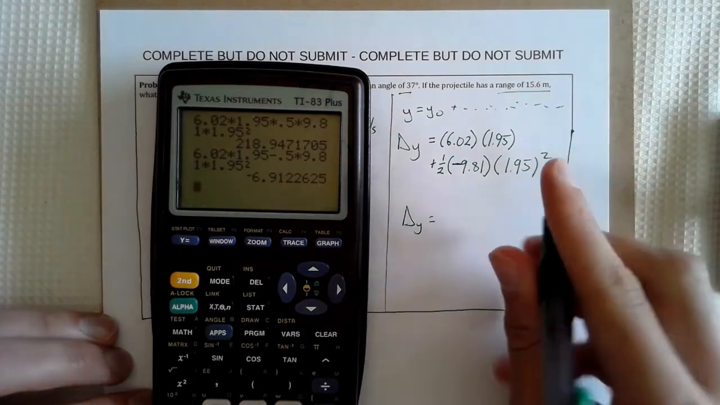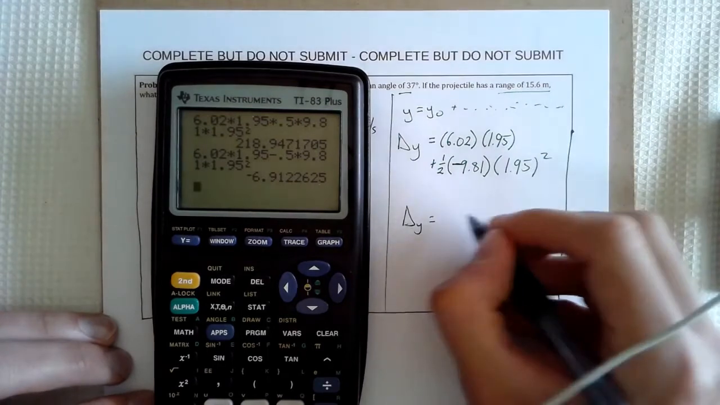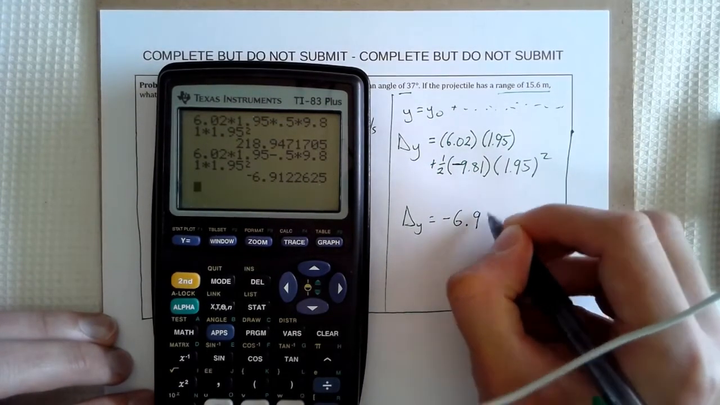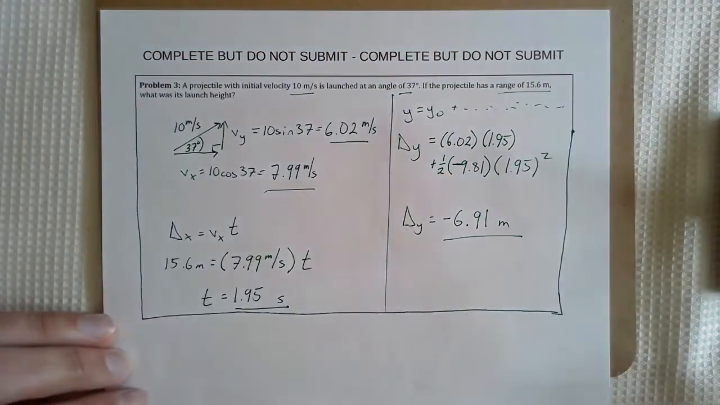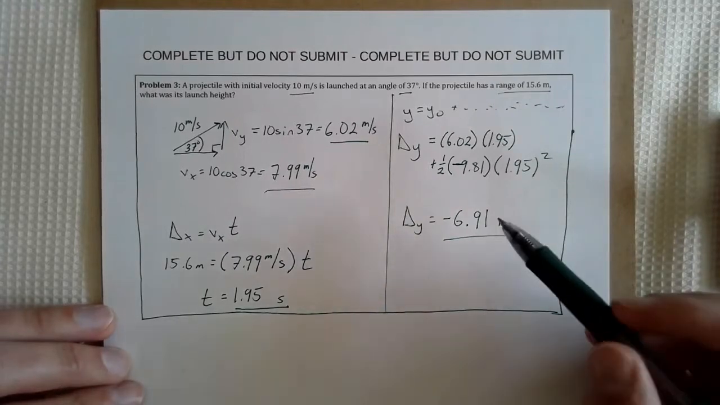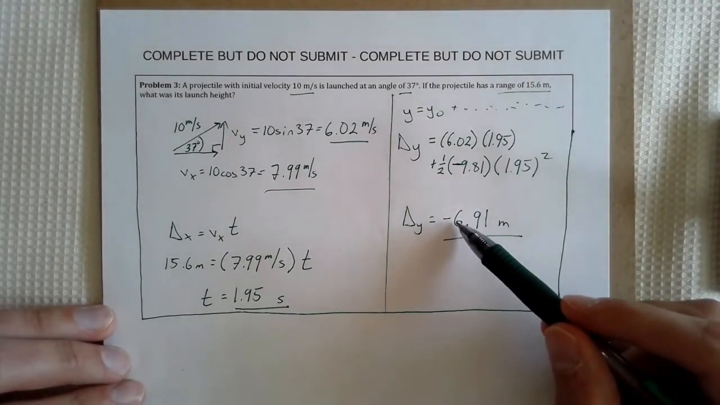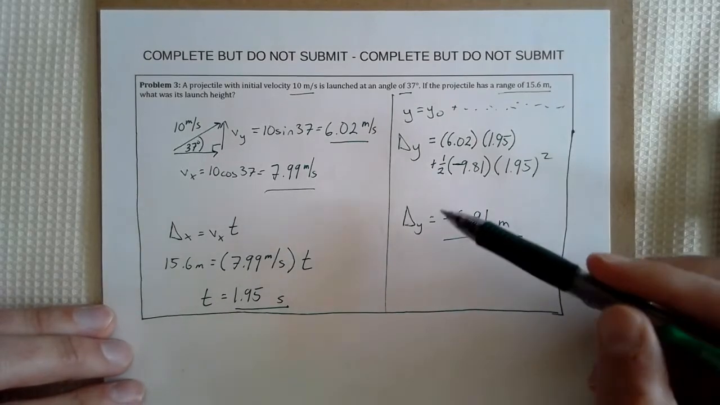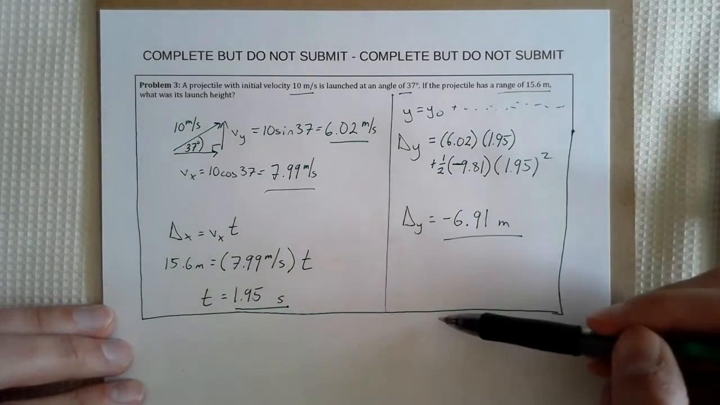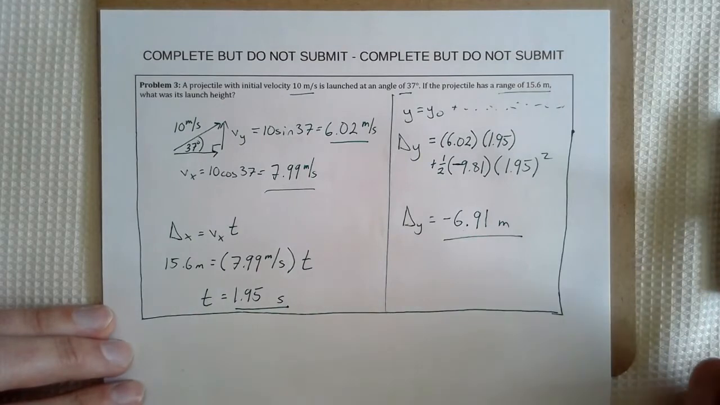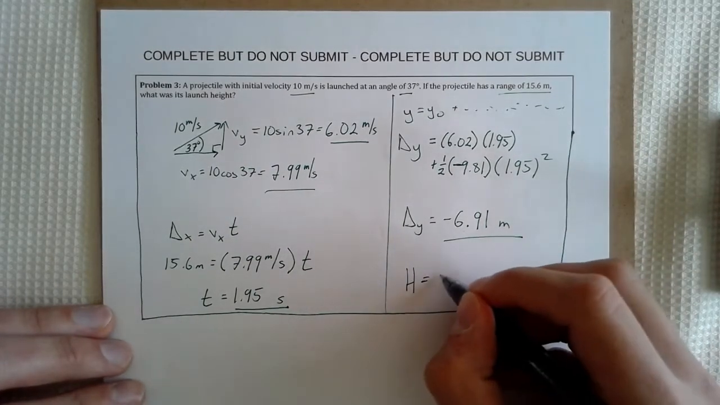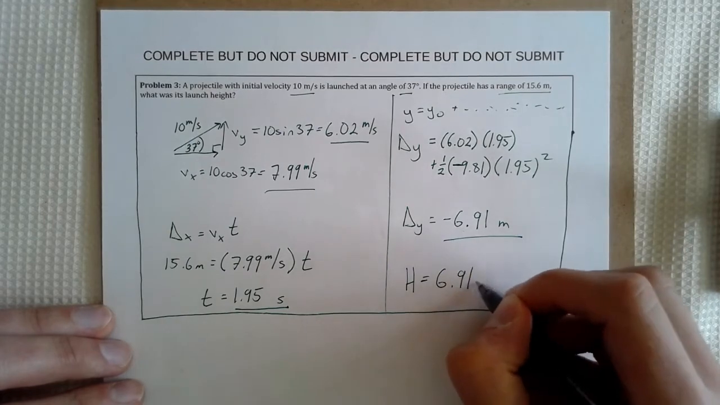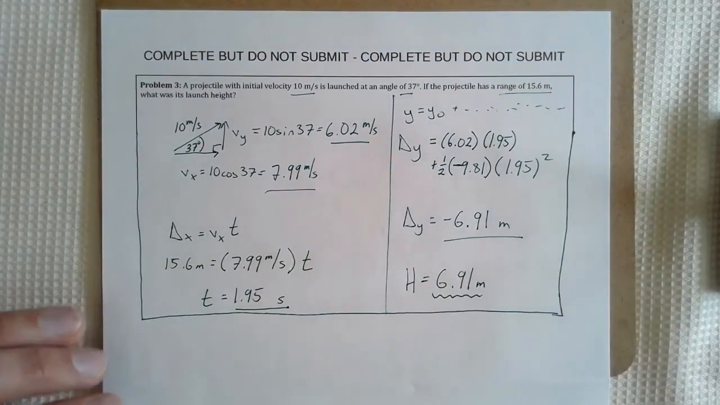When you type it in correctly, you get negative 6.91 meters. Negative, is that a problem? No, actually, in this case, that makes sense because that's the delta y. The change in y means you started at an initial y, and if you hit the ground at a point lower than you started, delta y should be negative, which just means the initial launch height, call it h or z or w, whatever you want, is going to be 6.91 meters. That's why you got to type stuff in your calculator.